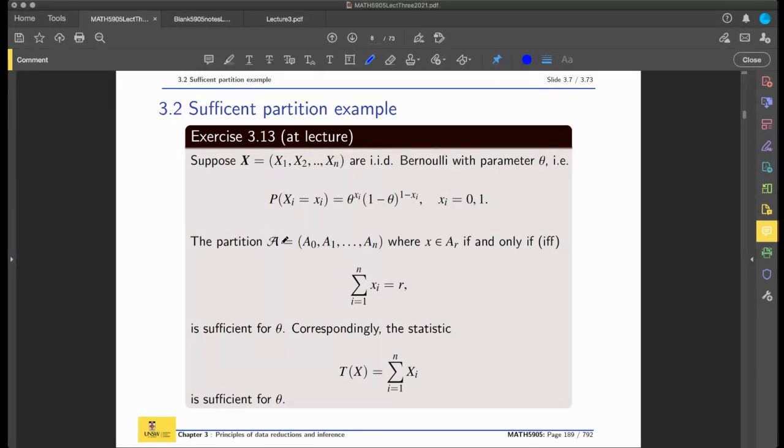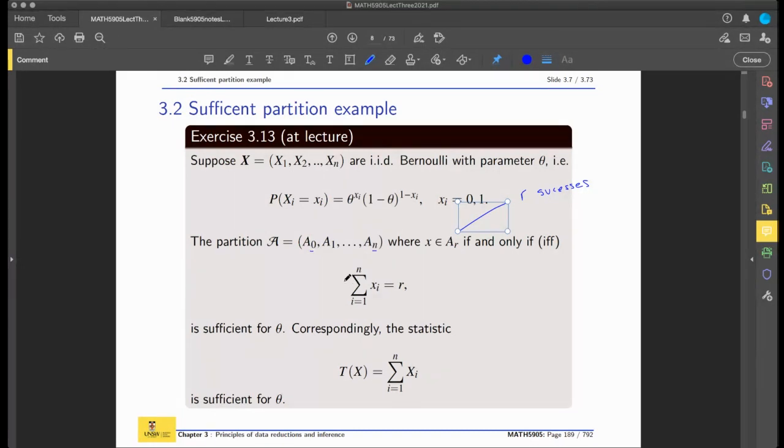Now the partition, script A, which equals A0, A1 up to An, where x is an element of A_r, means that we have r successes. So if and only if we define this statistic, the sum of the xi's equals r, it is sufficient for theta. Here I'm defining my statistic to be the sum of the 0s and 1s, or the number of successes. And that's why my partition goes from A0 to An, because out of n trials, the smallest number of successes you can have is 0 and the maximum is n.